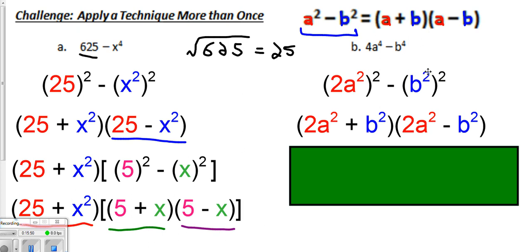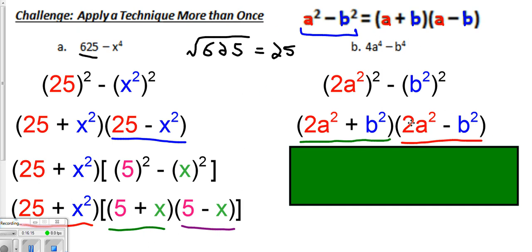So 2a squared at the beginning and 2a squared at the beginning. B squared was our blue value, so it gets plugged in here and here. Positive b squared and negative b squared. Or should I say plus and minus. So our two factors, our two binomials, are 2a squared plus b squared and 2a squared minus b squared. So we have two different pieces.